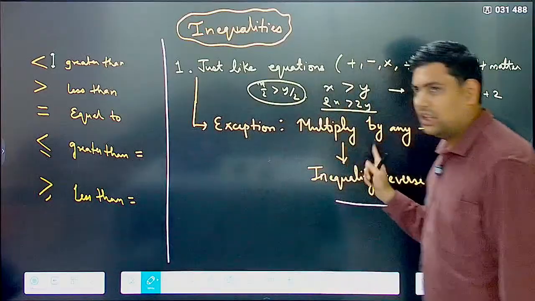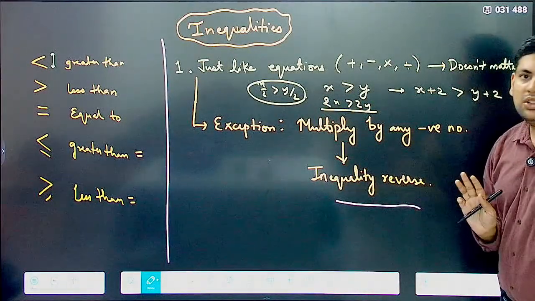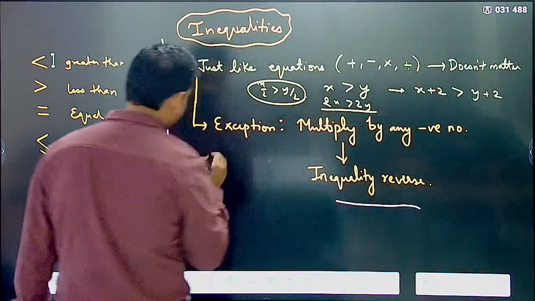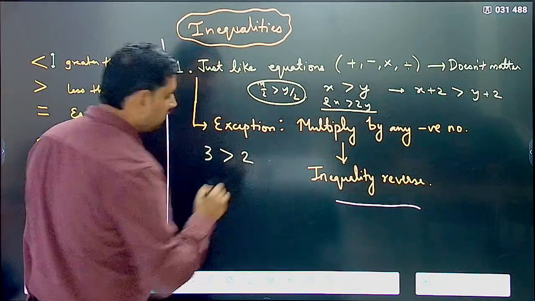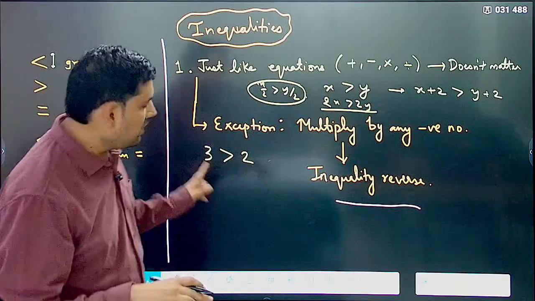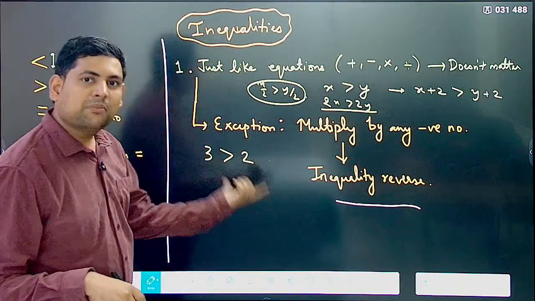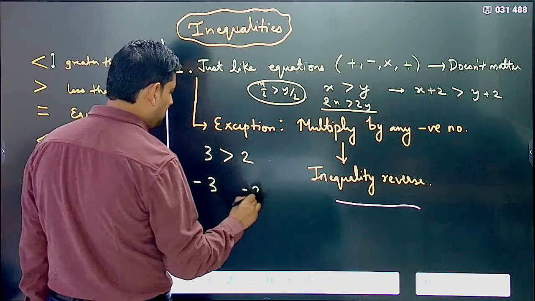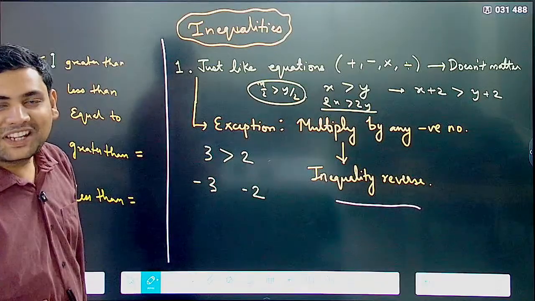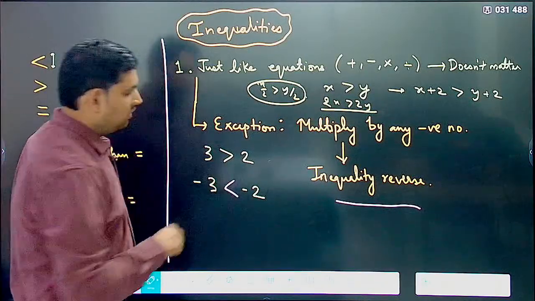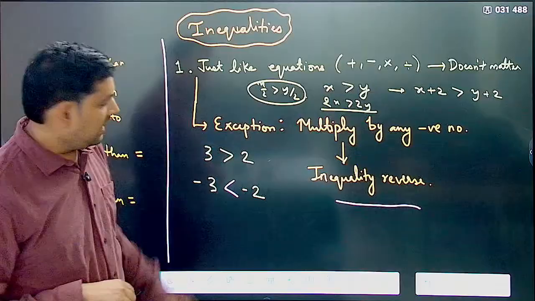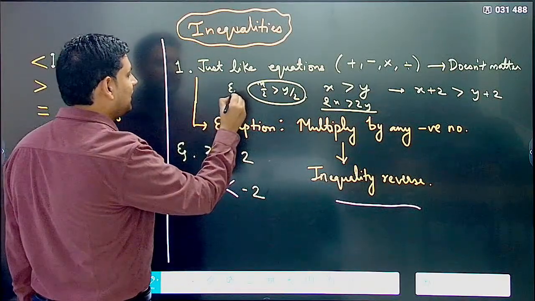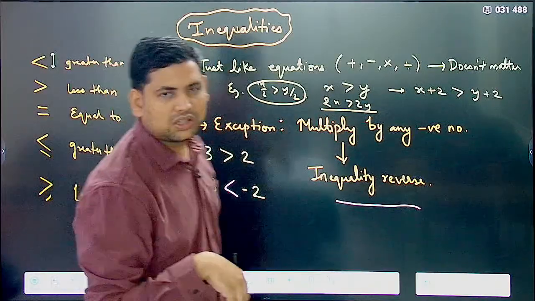Only thing is, when it is multiplied by a negative number, then the inequality has to get reversed. Example of this also. Now, 3 is greater than 2. Correct. Now, if I multiply it with minus 1 on both sides, what will it become? It will become minus 3 and minus 2. Now, which is bigger? Minus 3 and minus 2. Which is bigger? Minus 2 is bigger. And that's why the inequality reverses. So, here is an example of this, and this is the exception case.